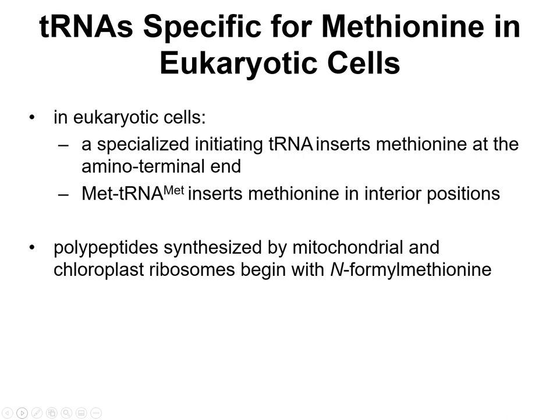So in eukaryotic cells, we have a specialized initiating tRNA that inserts methionine at the N-terminal end. And we only have the one AUG codon for methionine. So it's the same one that also inserts, we have to also insert the methionine into the interior positions. So we've got the same codon, but we've got a specialized tRNA for starting with AUG and something else for inserting the interior positions.